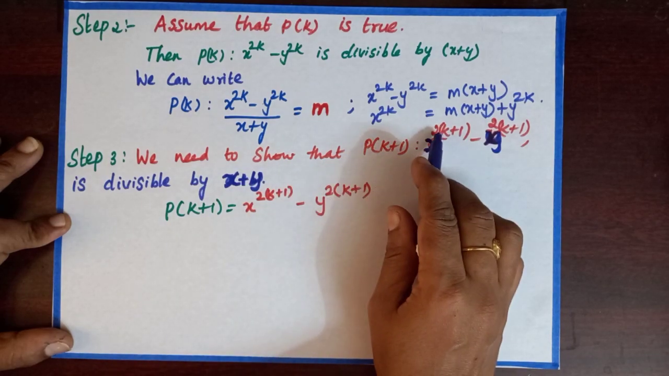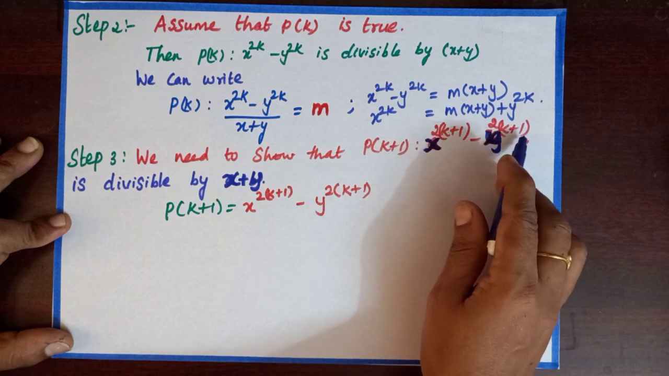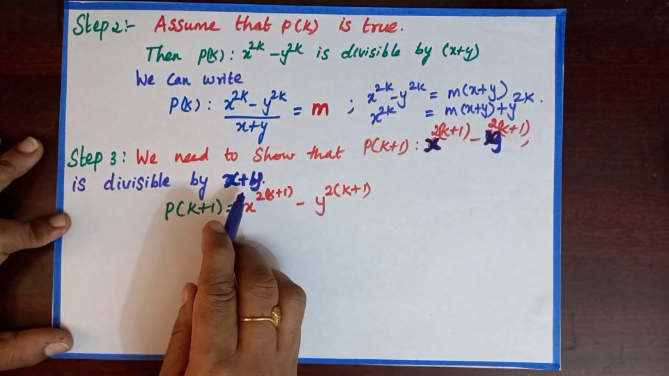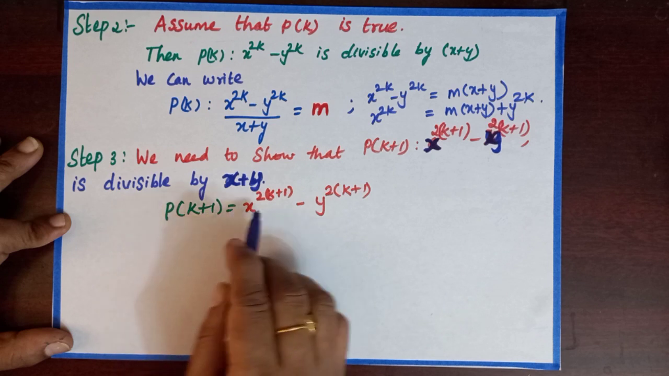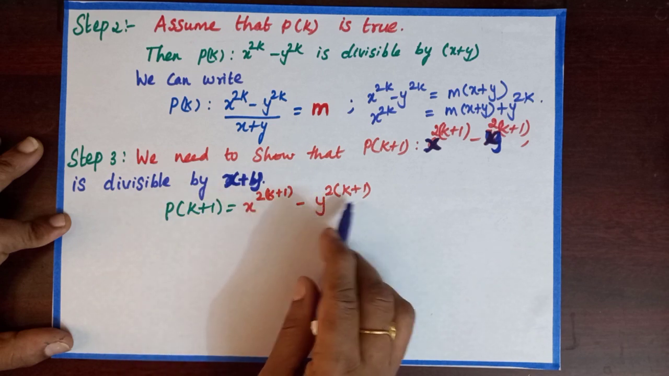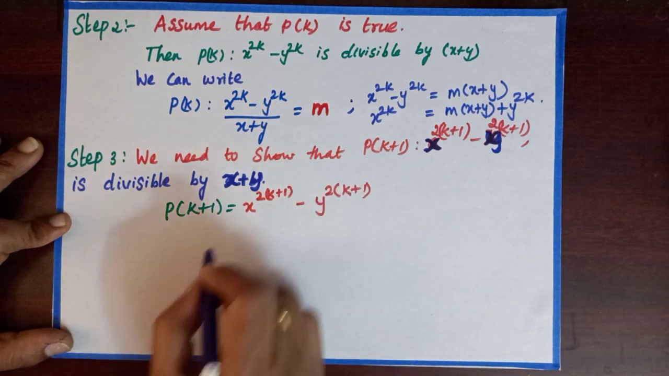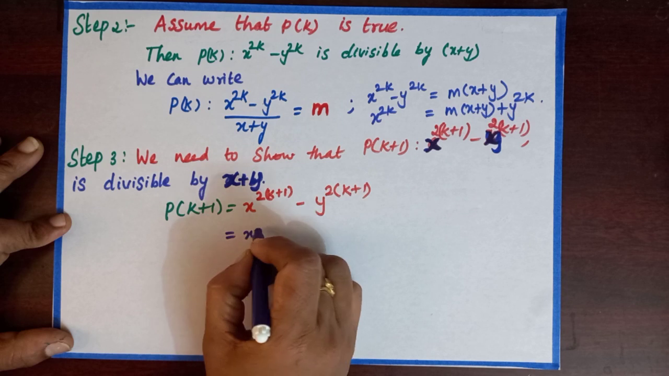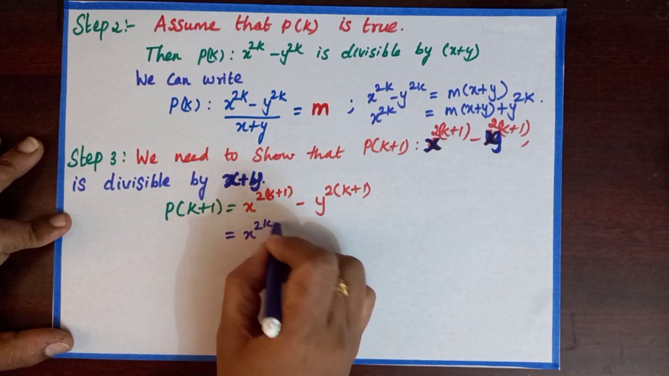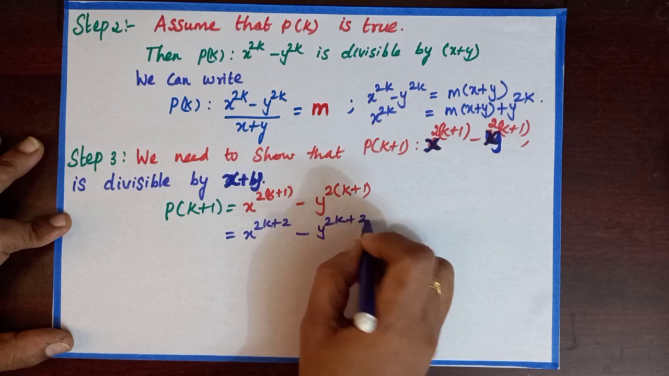x power 2 into k plus 1 minus y power 2 into k plus 1 is divisible by x plus y. P of k plus 1 is x power 2 into k plus 1 minus y power 2 into k plus 1. In the place of n, we have substituted k plus 1, which can be written as x power 2k plus 2 minus y power 2k plus 2.